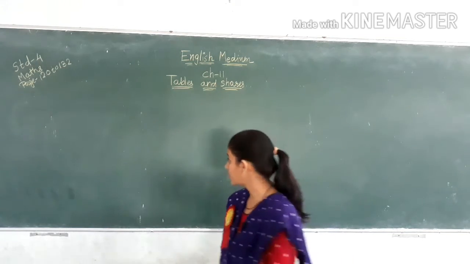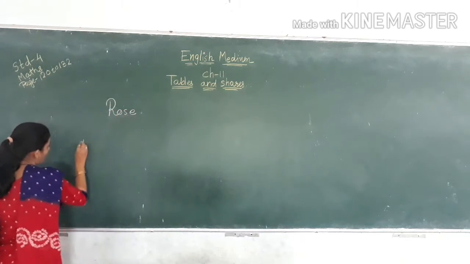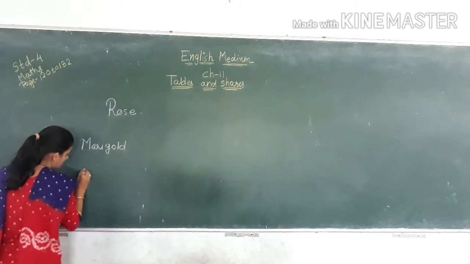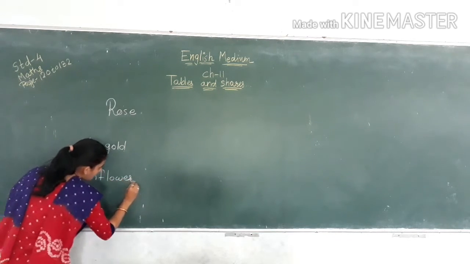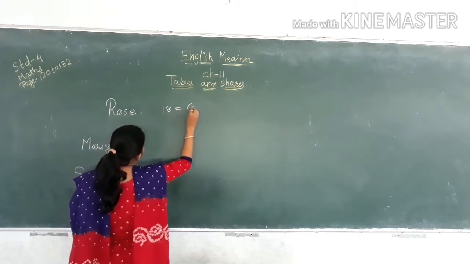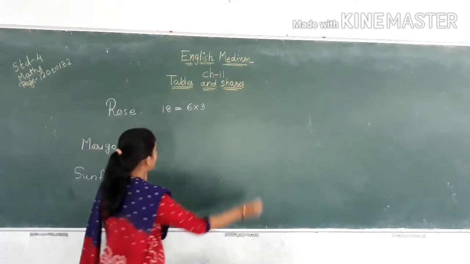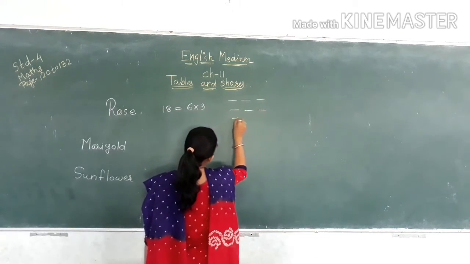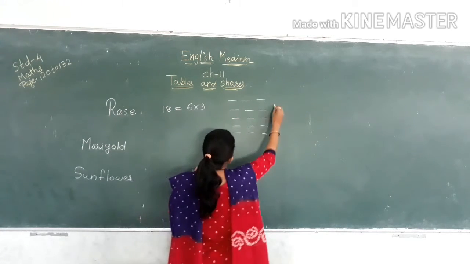So here rose plant, then marigold and sunflower. First she arranged the rose plants. 18 is equal to 6 multiply 3. Rose plants are arranged this way: 1, 2, 3. 1, 2, 3. 1, 2, 3.